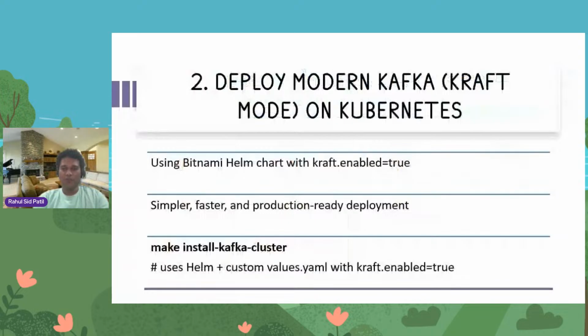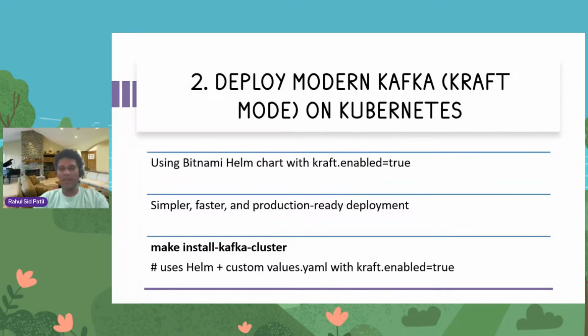Now that our Kubernetes cluster is up and running, let us deploy Kafka in KRaft mode. That is Kafka without Zookeeper. Instead of running raw Helm install commands manually, we have wrapped everything in a makefile target for consistency and repeatability. Here is what happens under the hood.